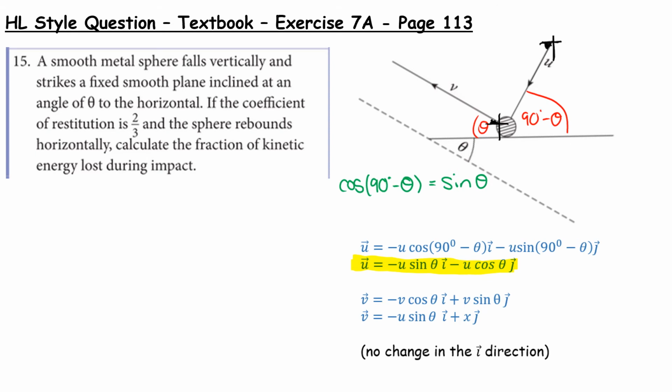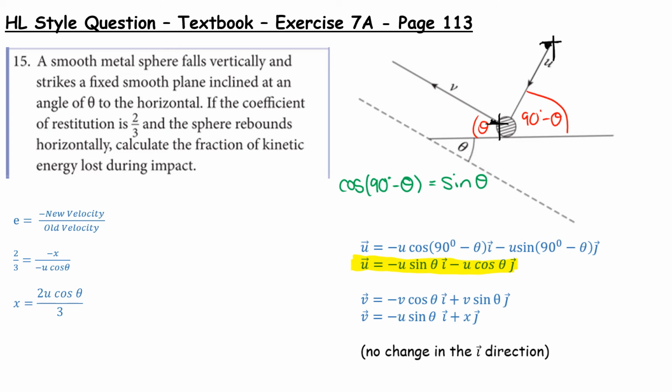Let's work out that x using our Newton's law of restitution formula, which is e is equal to minus new velocity over old velocity, and that is 2/3, coefficient of restitution is equal to minus x, minus new velocity, over the old velocity, which has minus u cos theta. I'm only working in a j direction because remember the i's have not changed. So working that through, we get x is equal to 2u cos theta over 3.